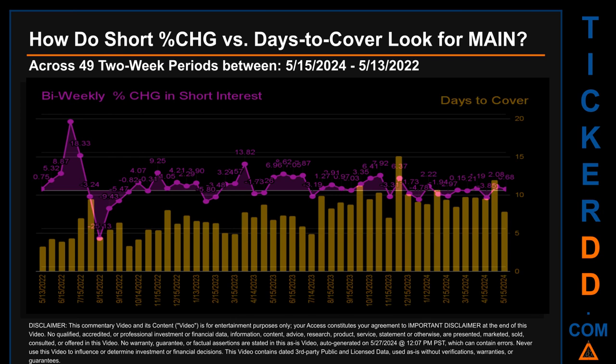The average days to cover was about 7.49. The biggest days to cover was 15.12, and it happened once on November 30, 2023 settlement date.